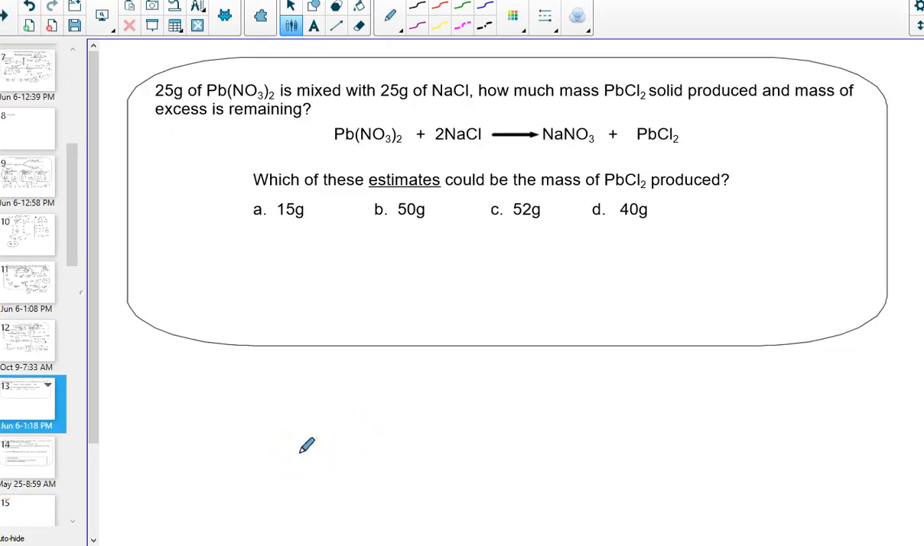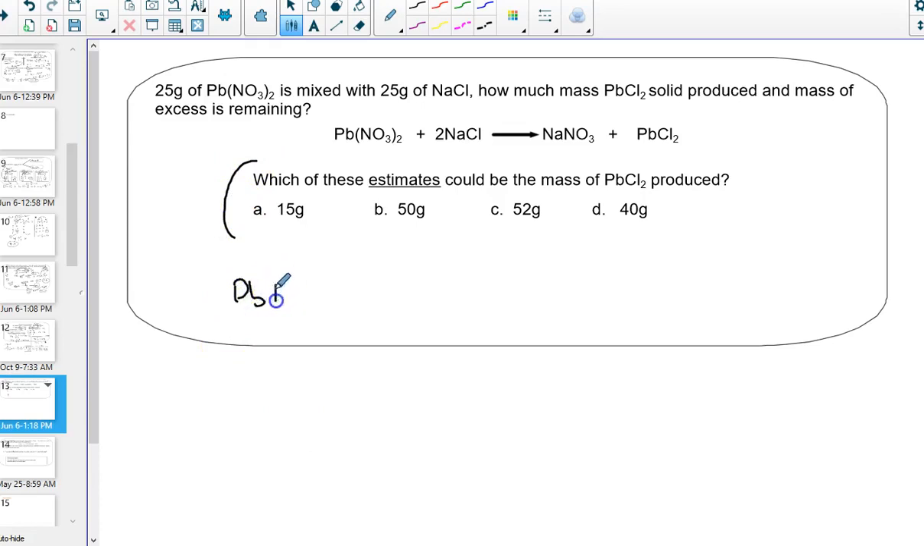All right. Multiple choice problem. 25 grams of lead nitrate mixed with 25 grams of sodium chloride. How much mass of lead chloride solid is produced, and what is the mass of excess remaining? Okay, so we're going to do this problem here. We're going to run it through, but first there's a little multiple choice question. Which of these estimates could be the mass of lead chloride? Think about that for a moment.